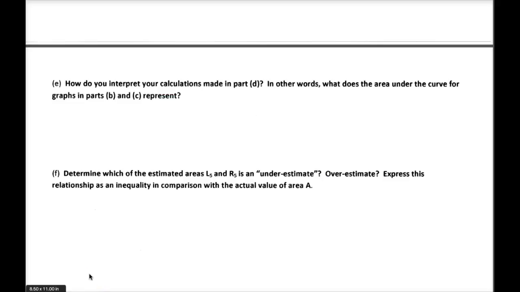All right, so we want to know for part E, how do we interpret our calculations made in part D? In other words, what does the area under the curve for graphs in part B and C represent? Now, of course, we know that we just got through saying it, that the area under the curve here represents the actual distance the motorcycle traveled.